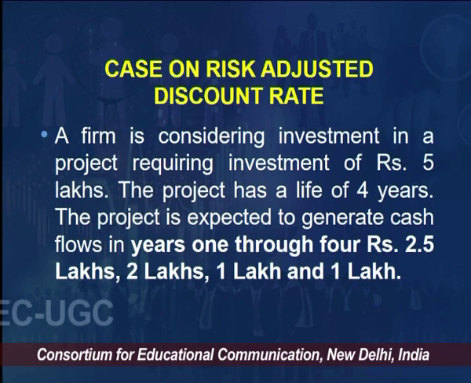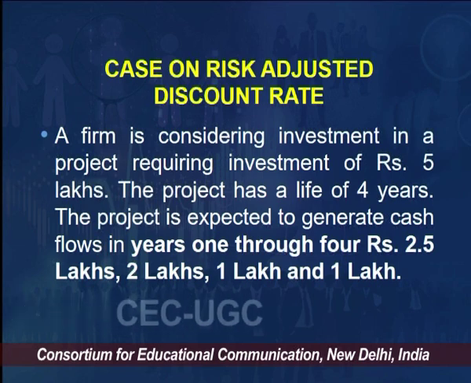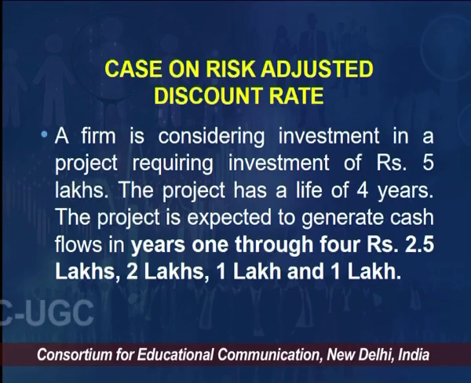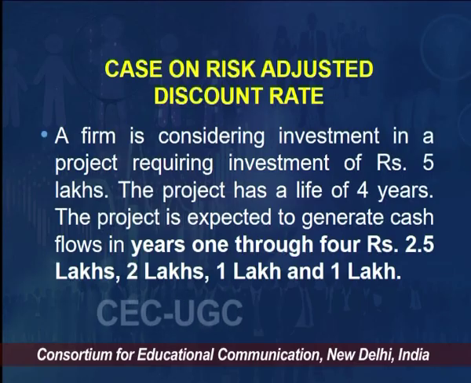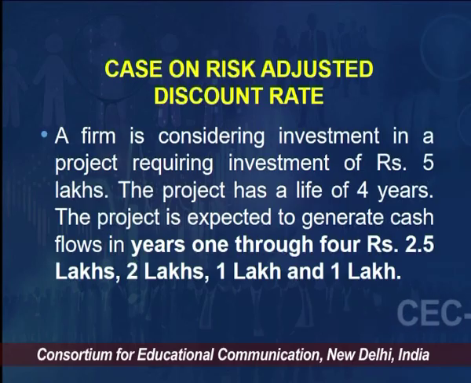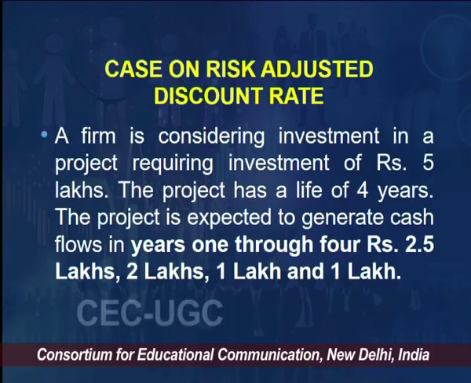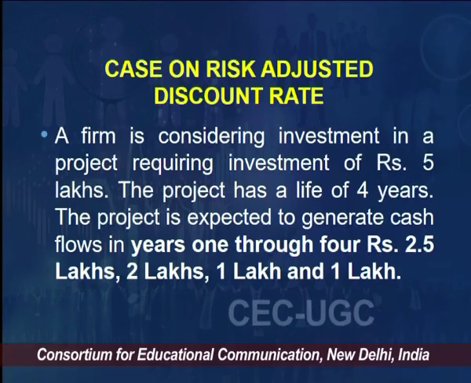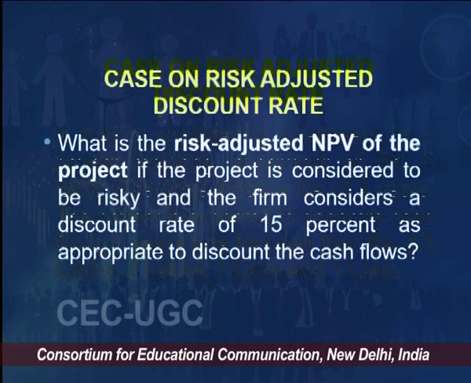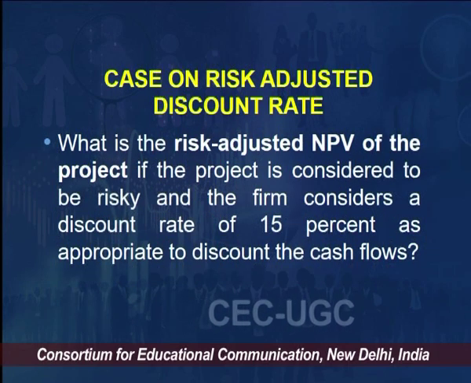If we take this example, the case in front of you, the case on risk adjusted discount rate. In this case, we are taking a firm which is considering investment in a project requiring investment of rupees 5 lakhs. The project has a life of 4 years. The project is expected to generate cash flows in years 1 through 4 of rupees 2.5 lakhs, 2 lakhs, 1 lakh and 1 lakh, and N is 4, and the total outlay is 5 lakh. Further it asks, what is the risk adjusted NPV?